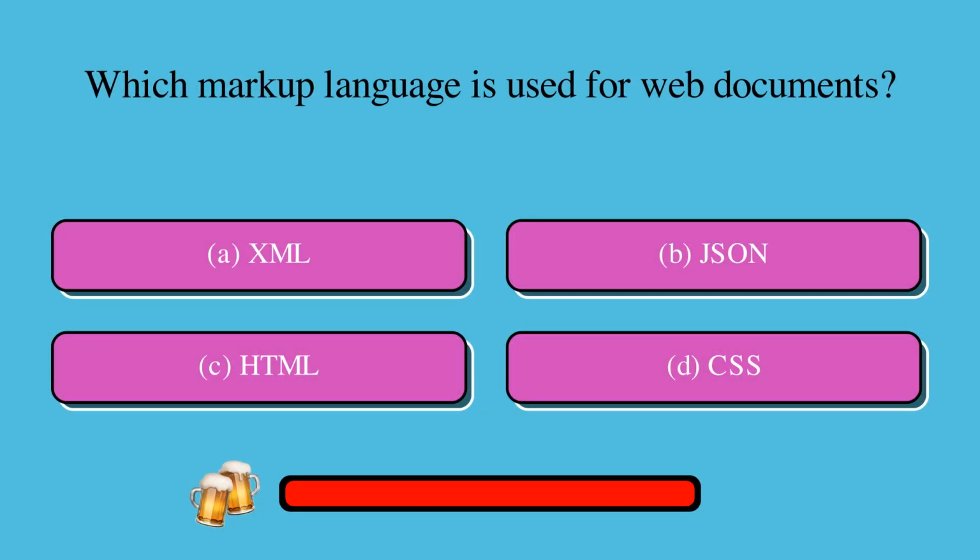Which markup language is used for web documents? Is it A, XML, B, JSON, C, HTML, or D, CSS? The correct answer is C, HTML.